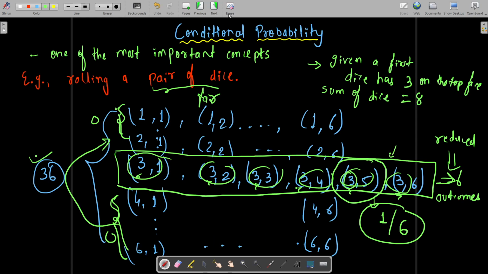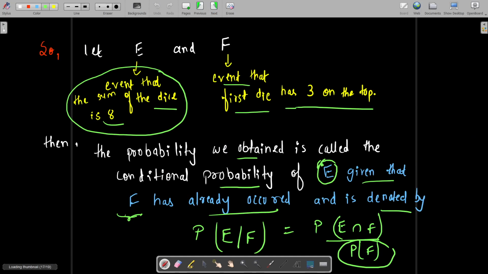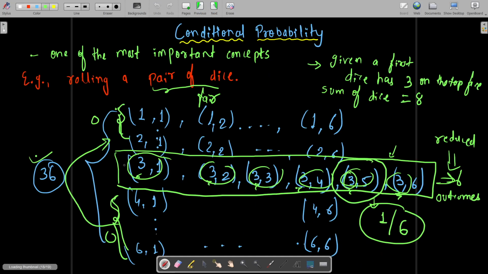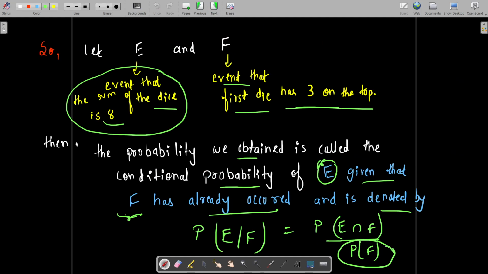What is F here? F is that the first die has 3 on the top, and how many are there which have 3 on the top? They are just 6, right? So the first die has 3 on the top, there are just 6 of them. So we already know that in the denominator, in our sample space, there should be P of F, correct? But how about the numerator? How do we get this E intersection F?